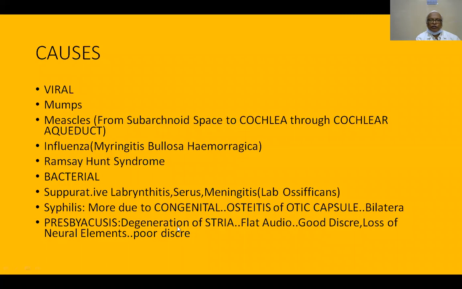There will be degeneration of the inner ear organs, especially the stria. If there is degeneration of the stria vascularis, the audiogram will be flat, but there will be good speech discrimination. But if the neural elements in the spiral ganglion are damaged, there will be poor speech discrimination.